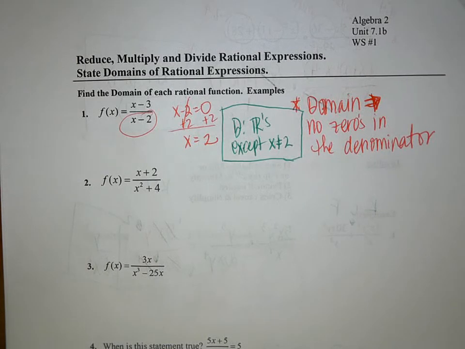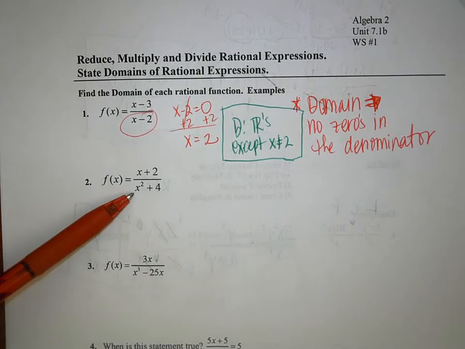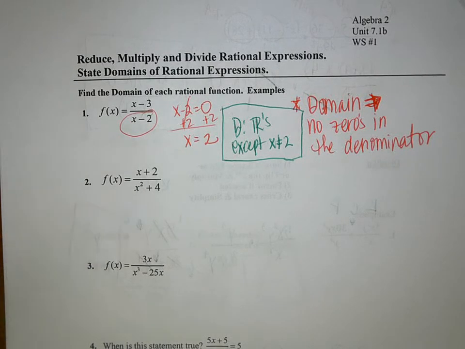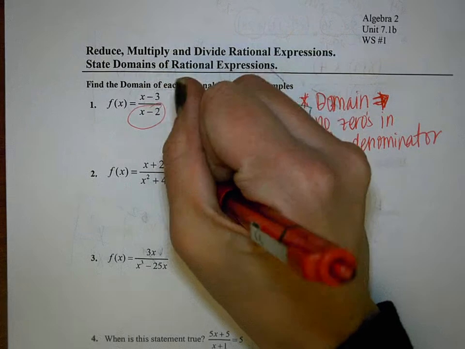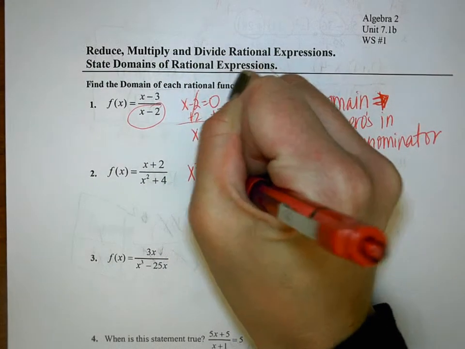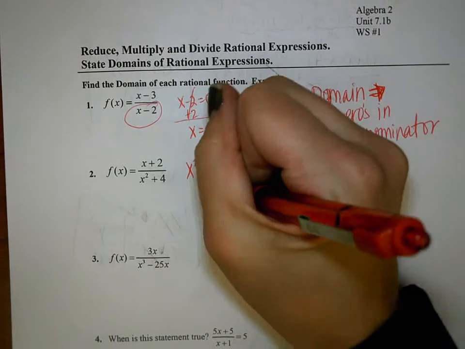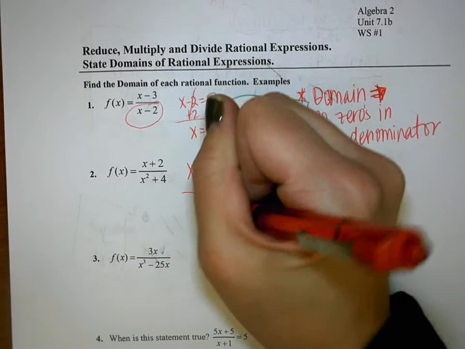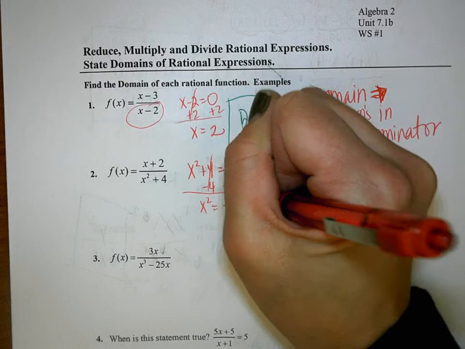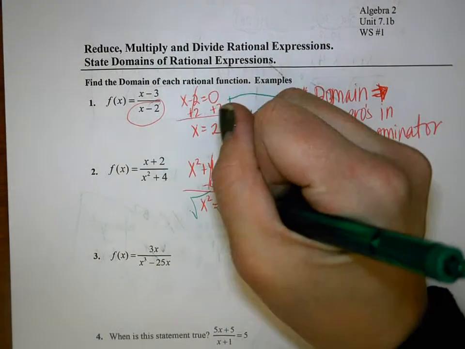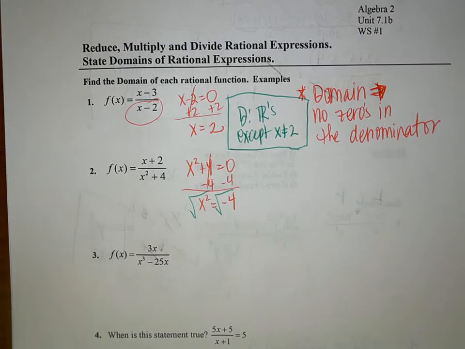Okay, example 2, we're going to do the same thing. Because I don't want 0 in the denominator, I'm going to set this equal to 0 to see which values would make the denominator 0. So we write out x squared plus 4 equals 0. What will I do now? Good, subtract 4. We have x squared equals negative 4. What will I do now? Square root both sides. If I take the square root of negative 4, what do I end up getting? Imaginary number.